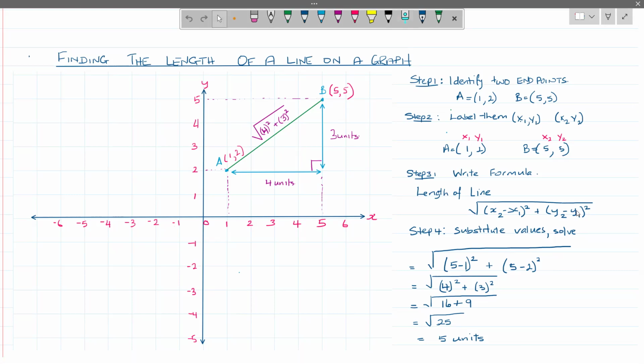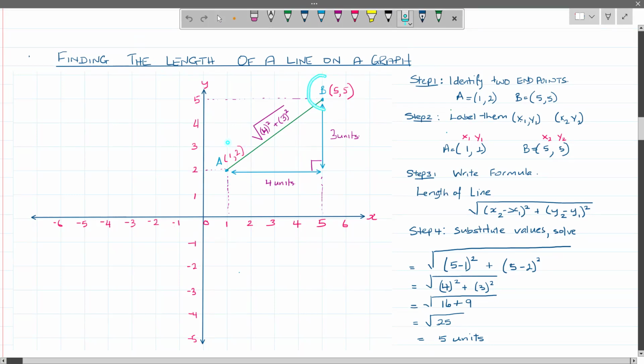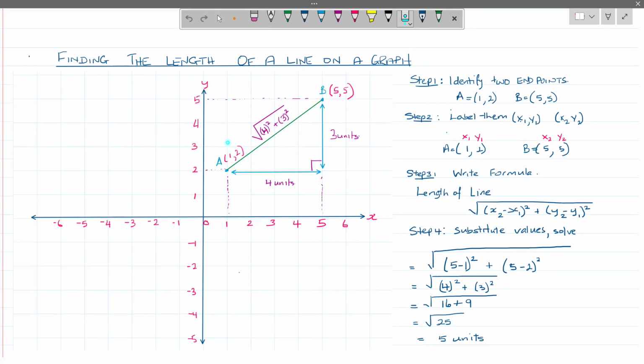So we have 2 points here. The 2 points that I have are the point A, which is 1, 2, and the point B, which is 5, 5. And I have this green line here that is connecting the 2 points as a line segment. And I want to calculate or figure out the length of the line. Or we could say it another way, the distance between the 2 points. Both of them mean the same thing. Now, the answer that we will get will be expressed in terms of units. Now, we could do this 2 ways. If you have a graph in front of you, you could actually calculate the horizontal movement, right?